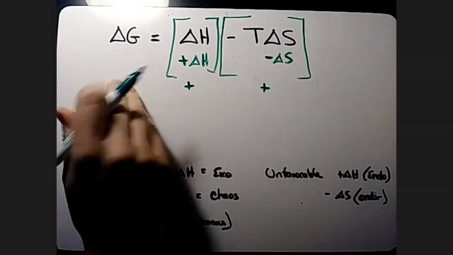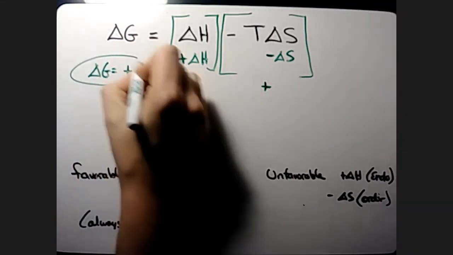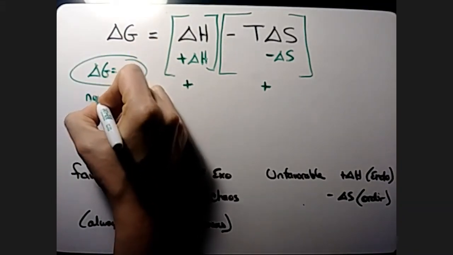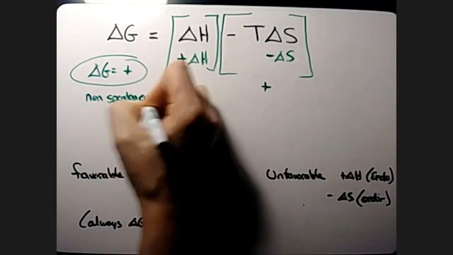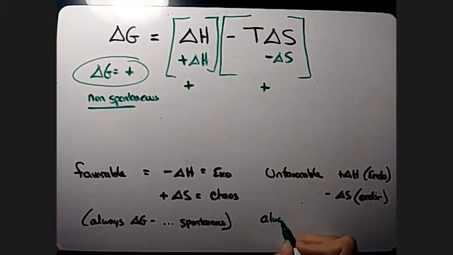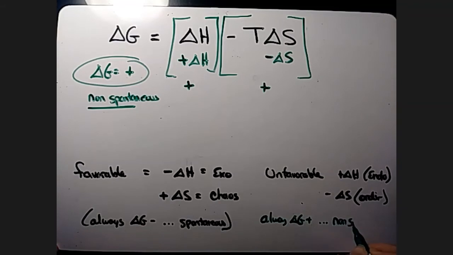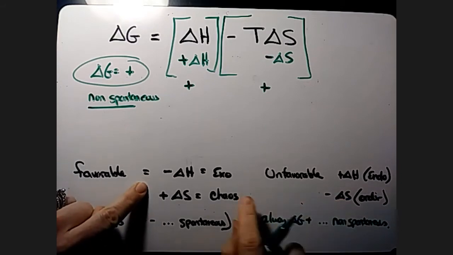There's no choice here. Delta G is always going to come out to be positive. So delta G is always going to be non-spontaneous. So always delta G is positive and non-spontaneous.